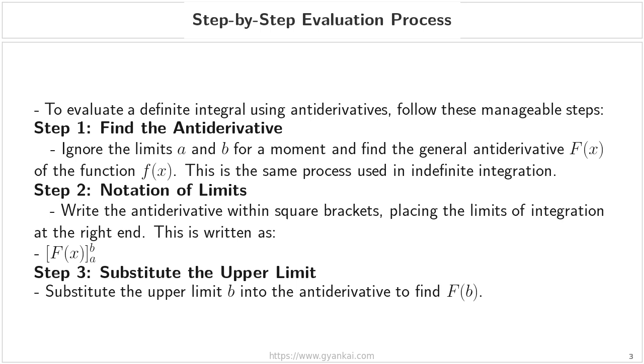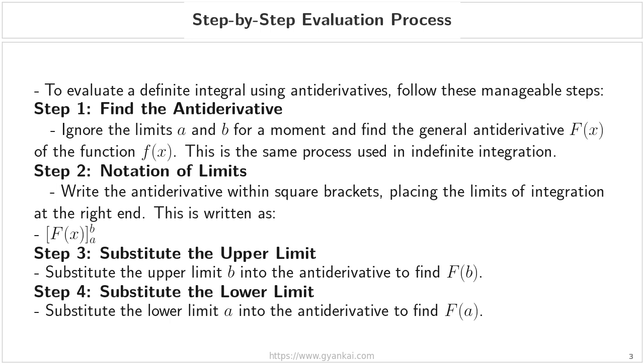Now we start using those limits. We substitute the value of the upper limit, which is b, into our antiderivative, F of x. This gives us F of b essentially. We're finding the value of the antiderivative at the upper boundary of our integration. Step 4. Substitute the lower limit.